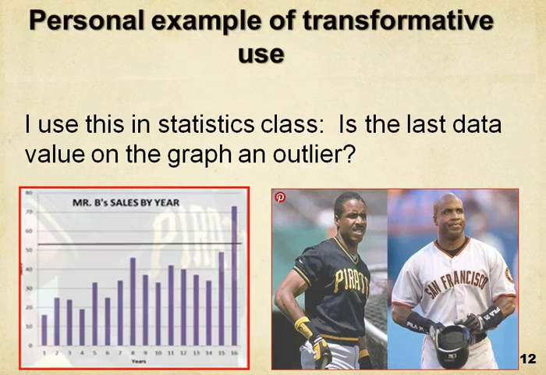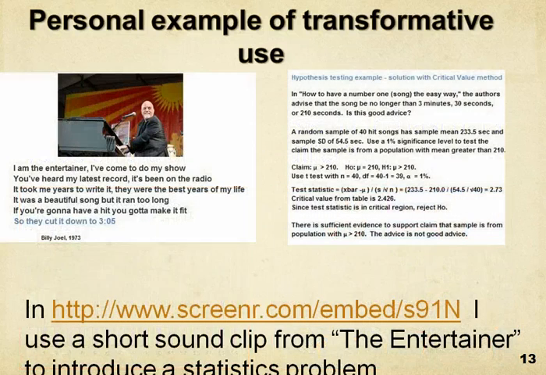Here's an example I used in class. I used photos of Barry Bonds in statistics class. I'm using the photos for a different purpose than the photographer created them, so I feel this is transformative fair use. Here's another example I used in class. I play a short clip of Billy Joel's song The Entertainer, which talks about the length of a hit song, to lead into a statistics problem. I feel this is also a transformative fair use.